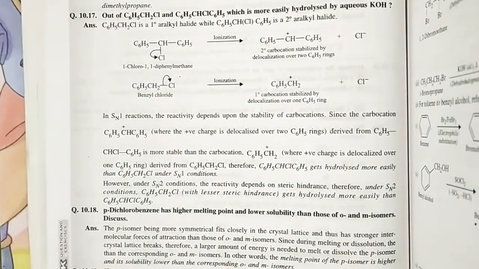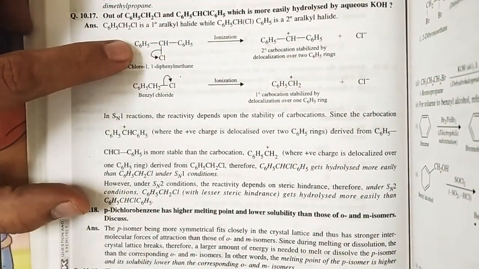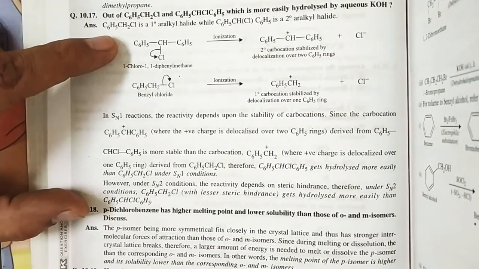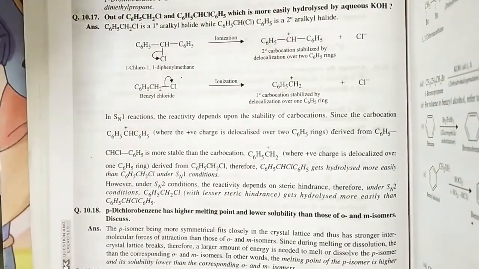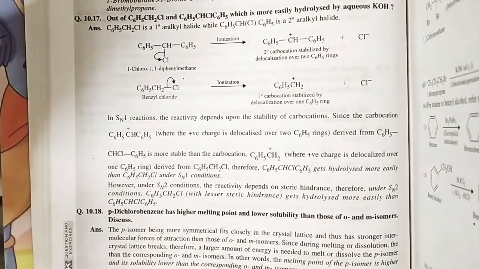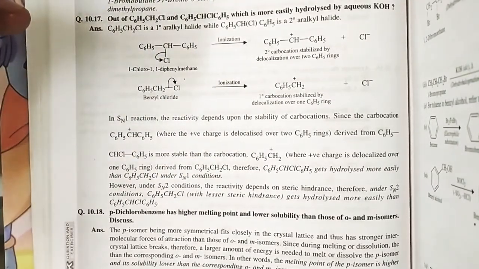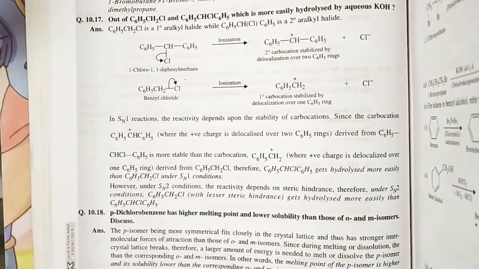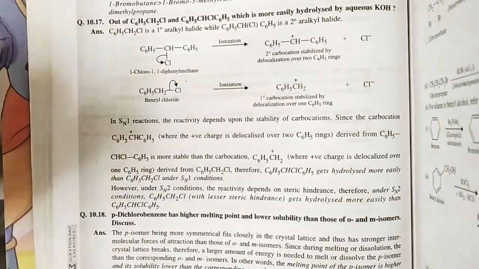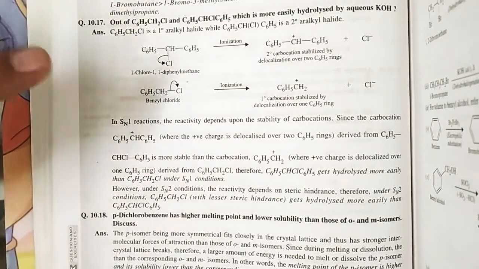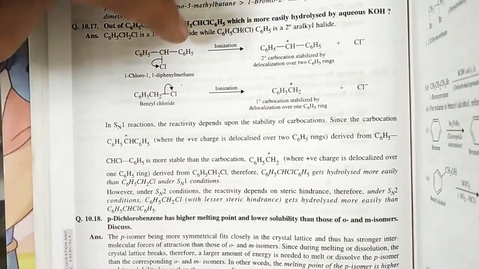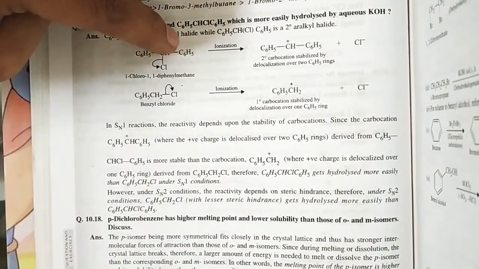So we have to hydrolyze. When the product is a secondary carbocation, if the chlorine is removed, the other is a primary carbocation. Secondary carbocation is stabilized by the two phenyl rings, while in the other case there is only one phenyl ring, so the secondary carbocation is more stable. Regarding SN1 reactions, the reactivity always depends upon the stability of the carbocation. So under SN1 conditions, C6H5CHCl-C6H5 gets hydrolyzed more easily than C6H5CH2Cl.